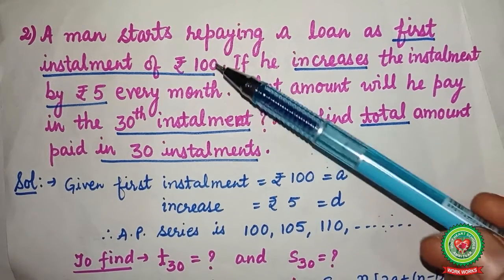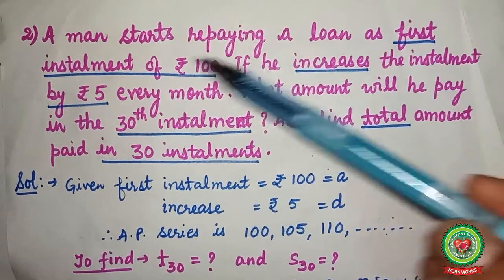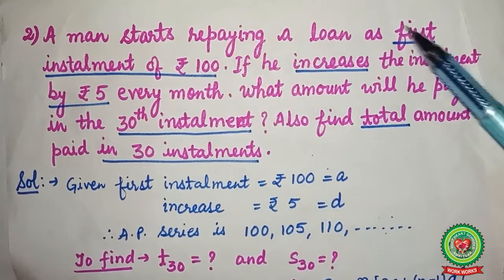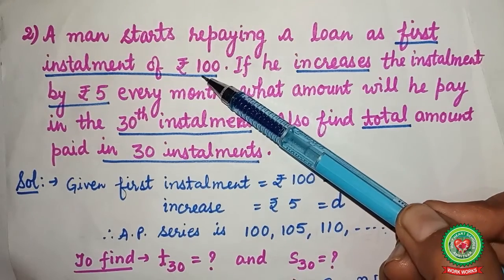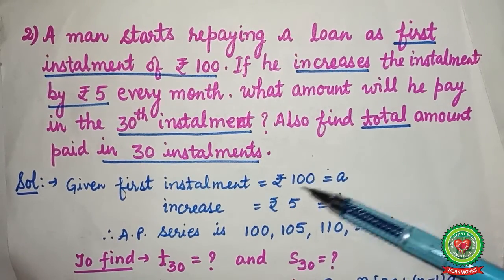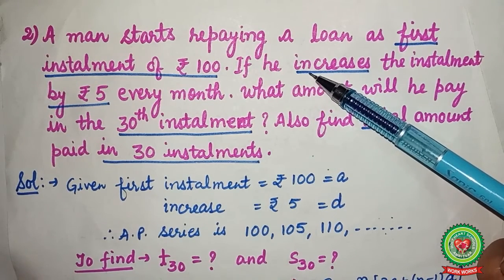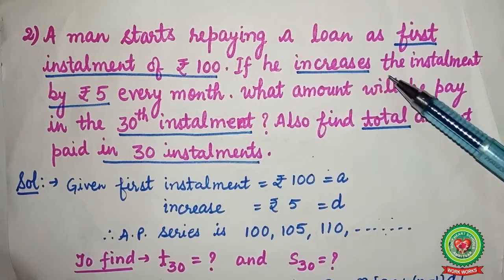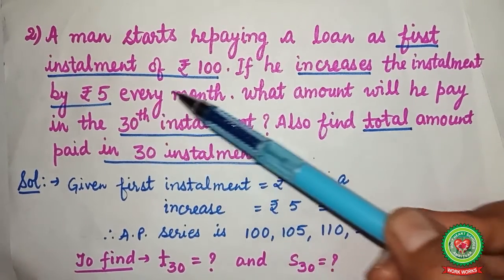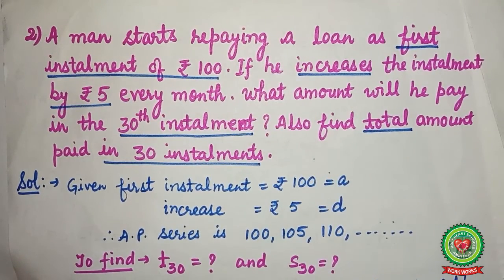Now the next type is there. A man starts repaying a loan with the first installment of rupees 100. First installment means the first term, that is the value of A, that is rupees 100. Now if he increases, the word increases means plus sign, the installment by rupees 5 every month, it means he is increasing the installment by rupees 5. So the second term will become 100 plus 5 is 105. Then again adding 5 we get 110. In this way we get the series 100, 105, 110 and so on.